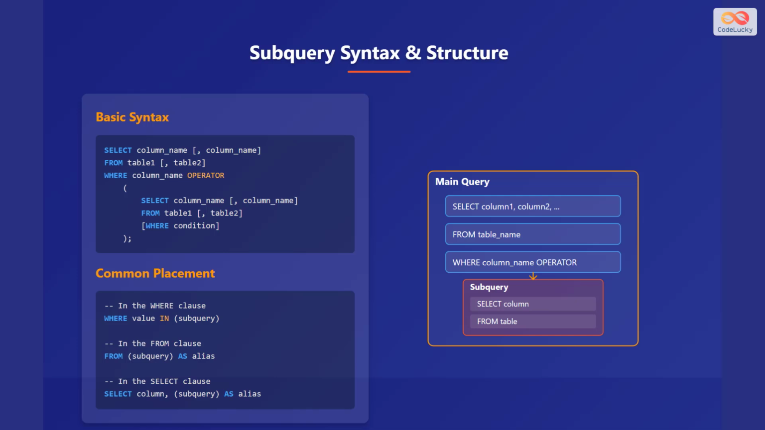Consider this main query box where we select column 1, column 2 from the table name where the column name operator, and then parentheses around the subquery which is select column from the table. There is an arrow which indicates that the subquery is nested inside the main query.